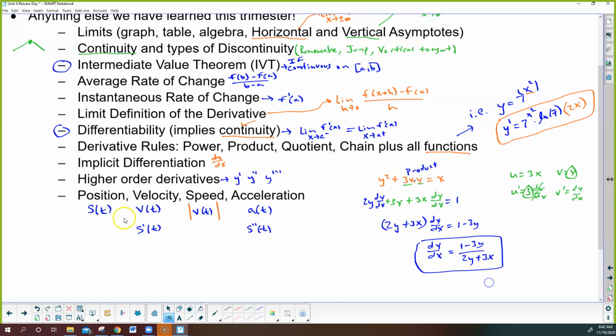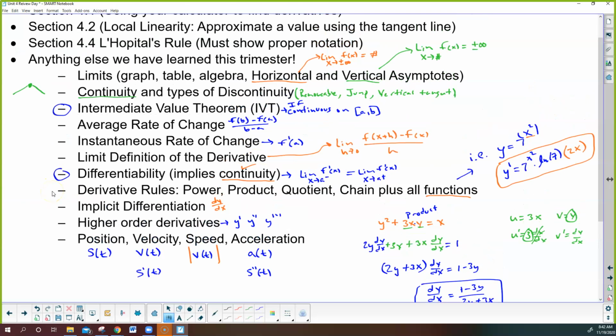which is kind of nice because that's how it's related. If I take the derivative of the position, that's velocity. If I take the second derivative of the position, it's acceleration. Or if I take the derivative of velocity, I get acceleration. All right, that is most of what we covered, and those are the things that you could be tested on.